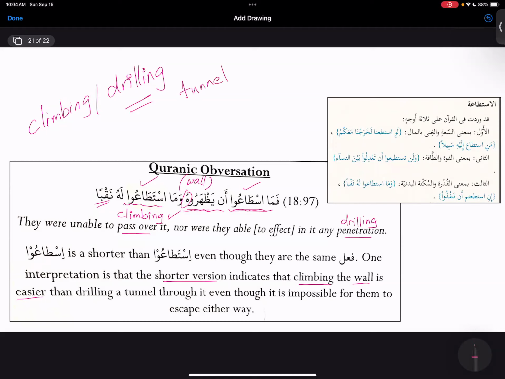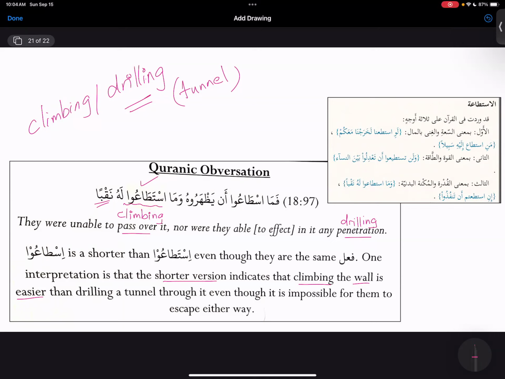So is making a tunnel easy or is climbing easy? What is easy, Reshma? Yeah, climbing is easy. Making a tunnel is not easy. So over here, ta is dropped, right? Because it's easier on your tongue, meaning that climbing is easy, but still they won't be able to do climbing.